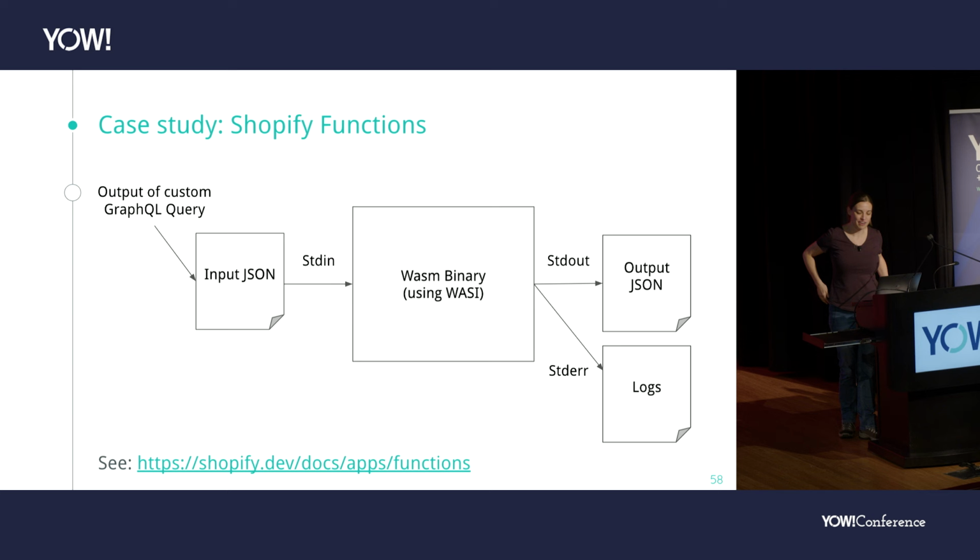For Shopify functions, you can upload a WASI WebAssembly binary, and specify a GraphQL query against the regular Shopify API. That GraphQL query is executed before the function is run, and it is passed as JSON input to standard in to the WebAssembly function. So you can get the data that you need before the WebAssembly is run. And depending on what situation this function was invoked in, in what part of the flow in Shopify, it will then produce output in another JSON format to indicate what the result of that function is and what should be done for that action.